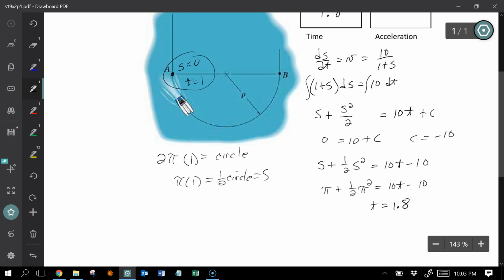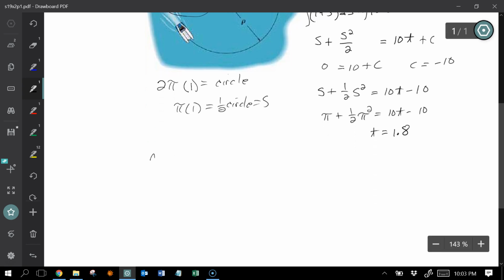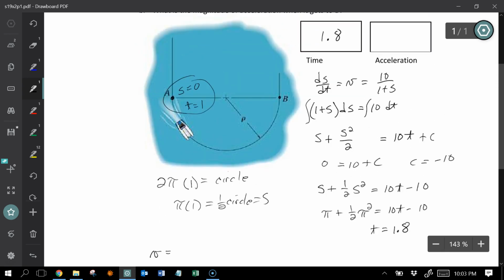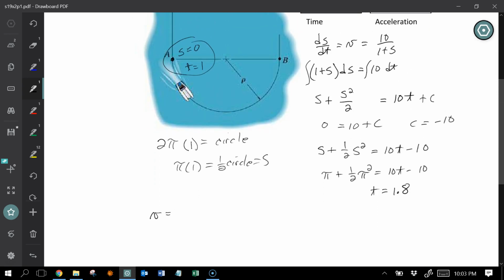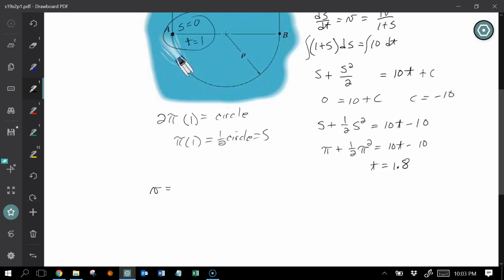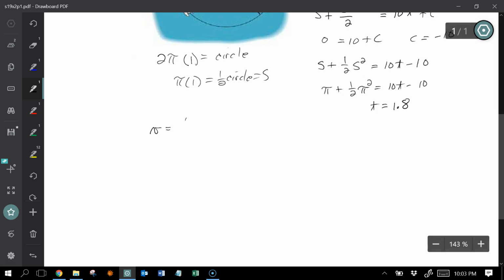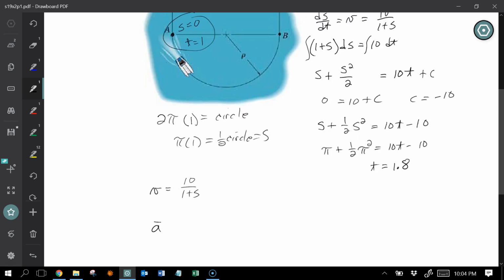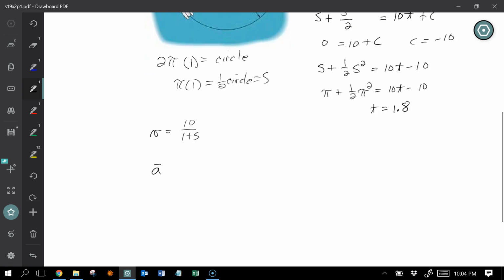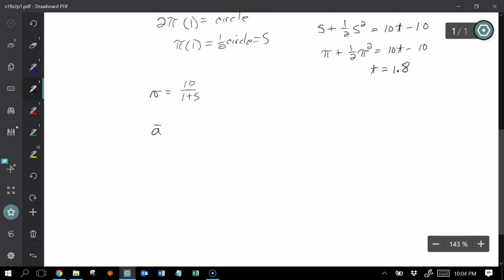What is the acceleration? Okay, I'm given the speed, v equals 10 over 1 plus s. Now, for the acceleration, do you want to use x and y? No, that's kind of dumb, because it's not moving in the x and y, it's on a circle. Should you use tangent normal? Yeah, it sounds reasonable, because you're talking about speeds and changing speeds, things like that. Okay, acceleration for tangent normal is v dot in the tangent direction plus v squared over rho in the normal direction.